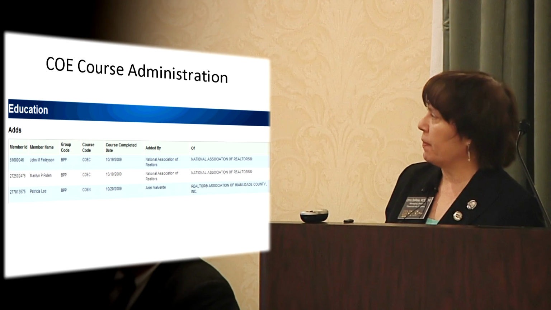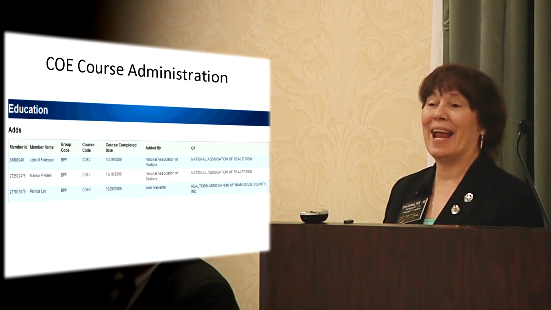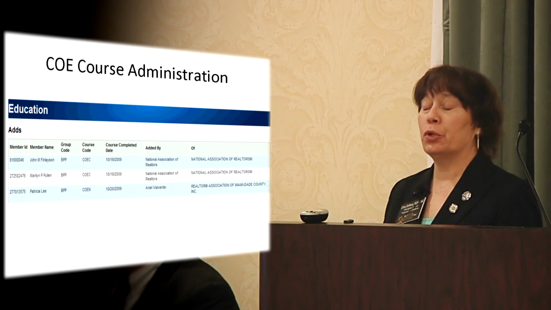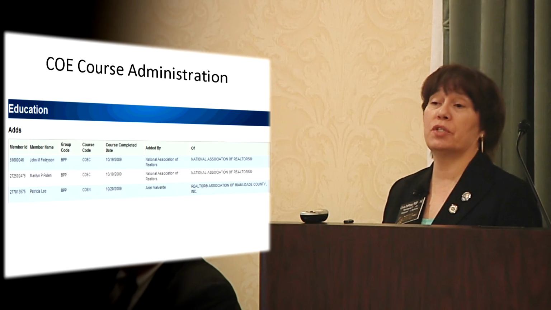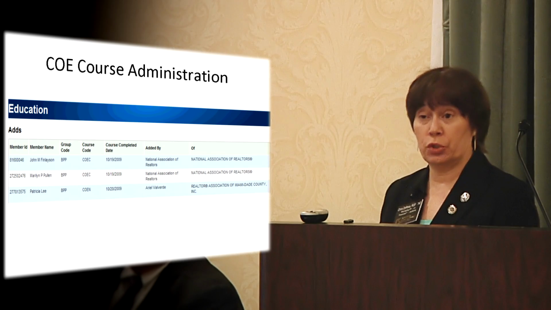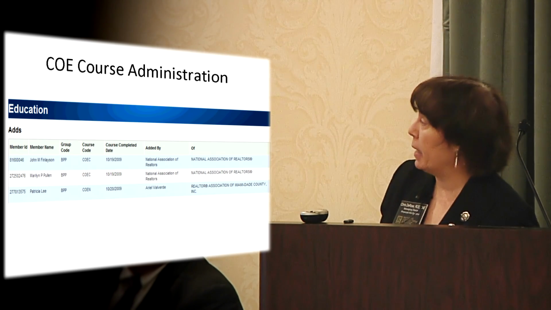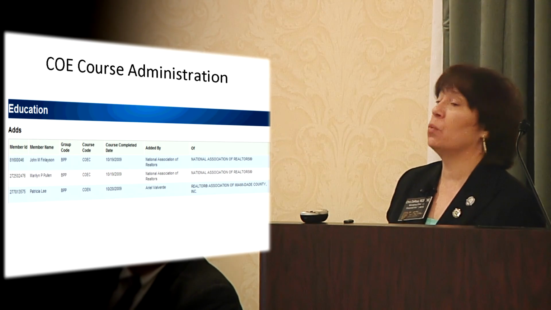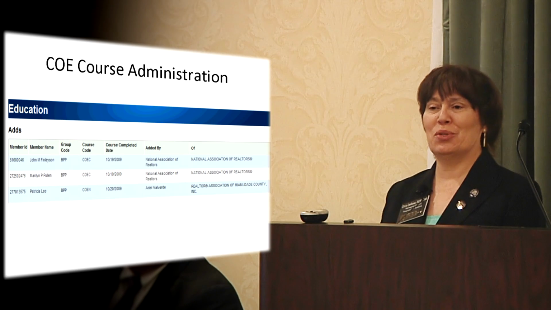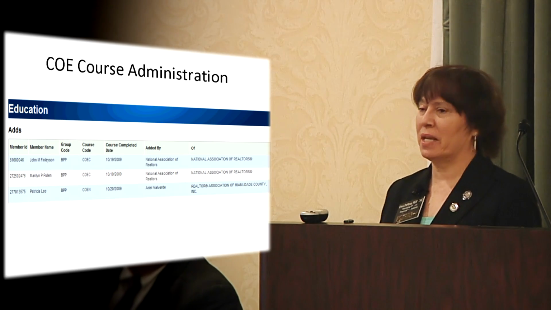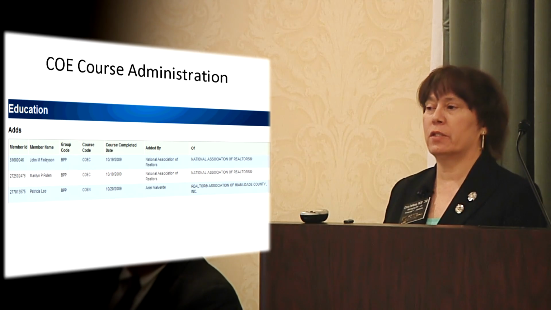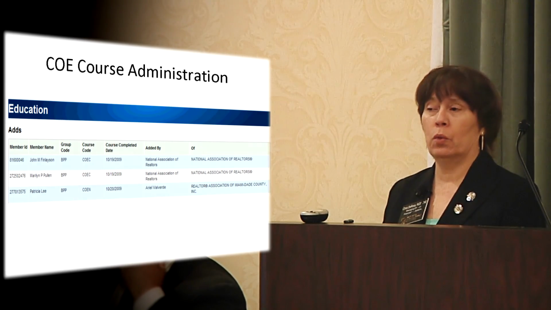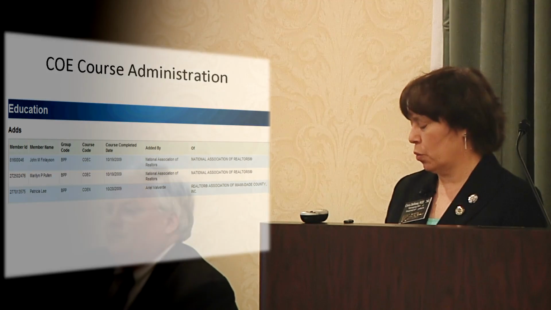There is a section on that report under education called ads, and that will show you from the day before what, if any, Code of Ethics courses Realtor.org added to NRDS. So you'll see the member's name, the course code, and when you see it was done by National Association of Realtors, that means it came from Realtor.org. So keep your eye on that report, and that's the way that NRDS informs you Realtor.org has added those courses.